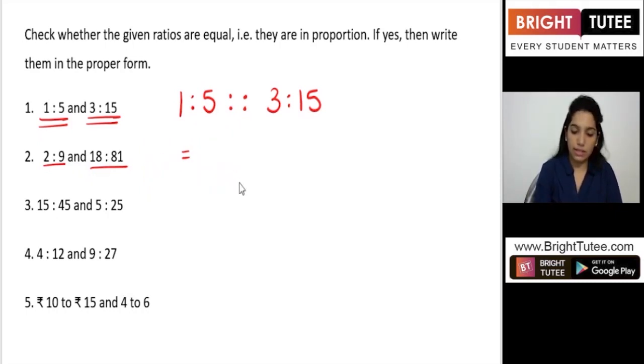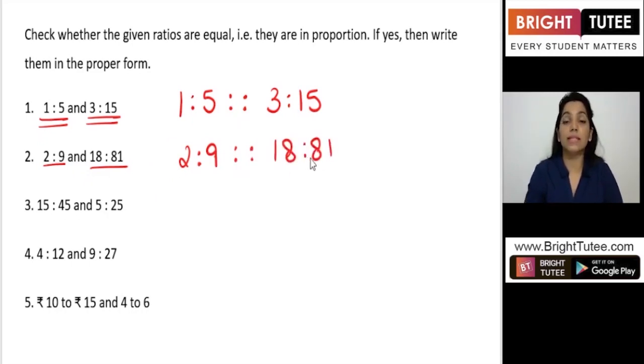So again we can say that these are in proportion. So how do we write? We can write 2 is to 9 is in proportion with 18 is to 81. Or we can also say this as 2 is to 9 as 18 is to 81. Okay. The next one, it is 15 over 45.